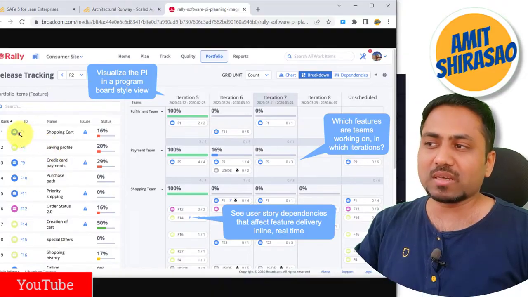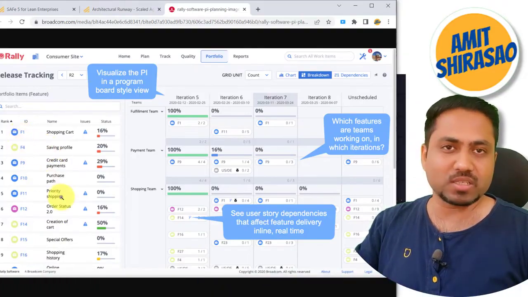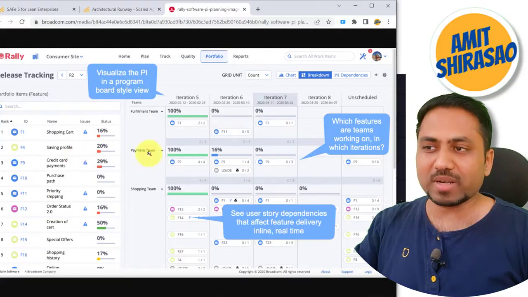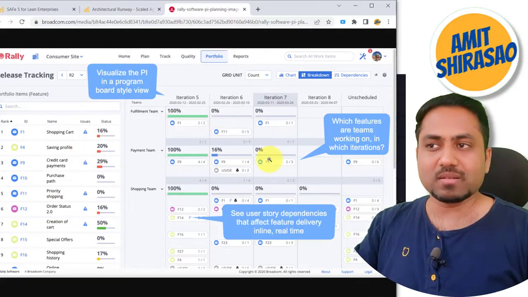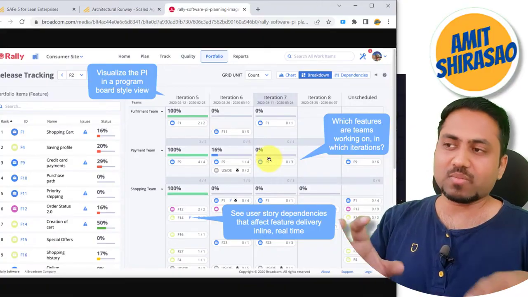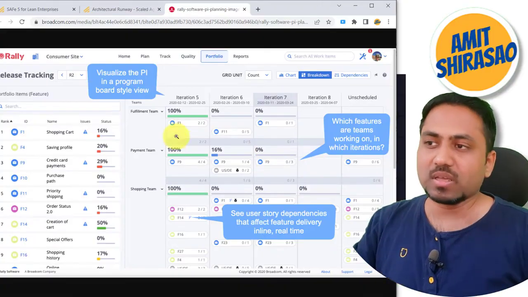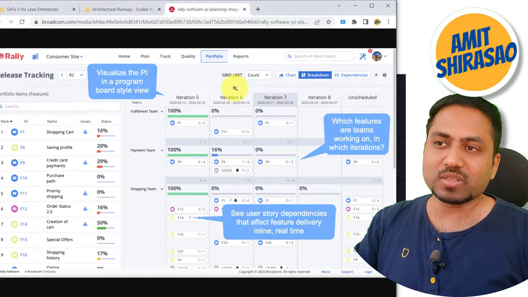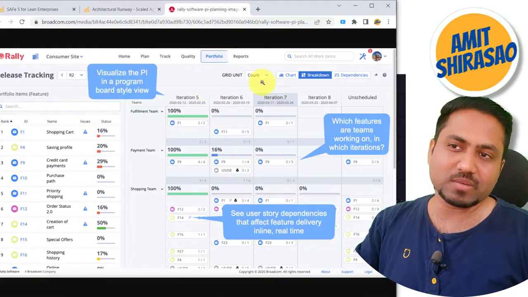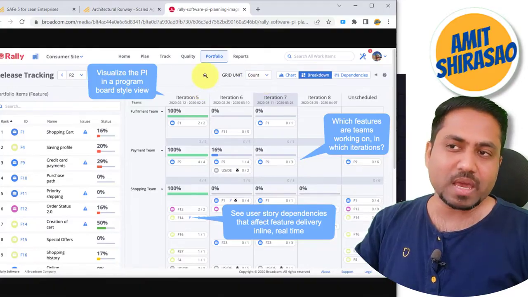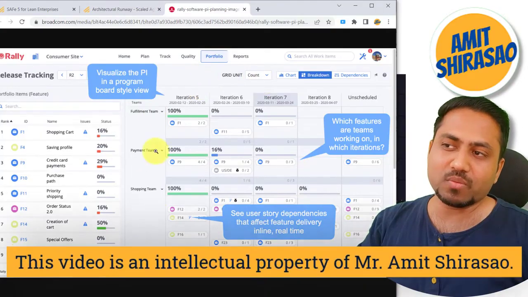You can also see, if you expand the feature, various stories under it. Normally you drag and drop the stories only. The feature automatically takes the span depending upon where you complete the stories. So here you can first of all select your particular team. Here I have not selected a team, but you can first select your team, and after that you can drag and drop in various iterations.